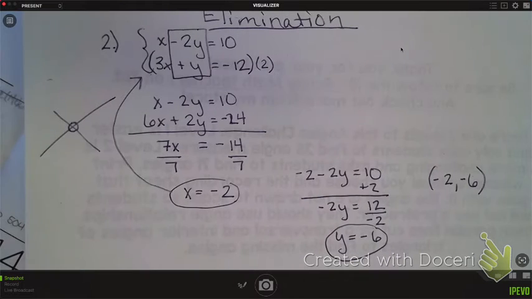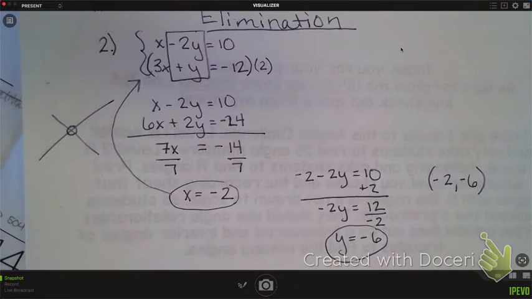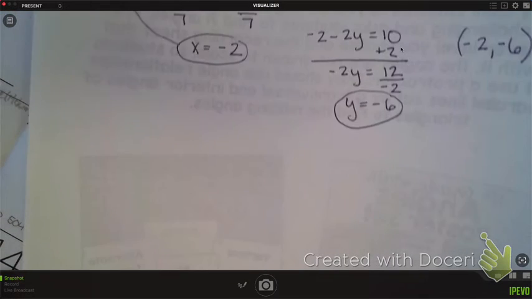So this is elimination because we did what at the very first step? Eliminated one of them. Is it always by 2? No, it's just whatever works to eliminate one.